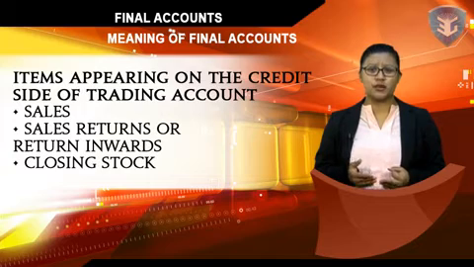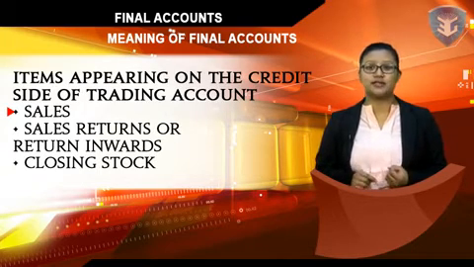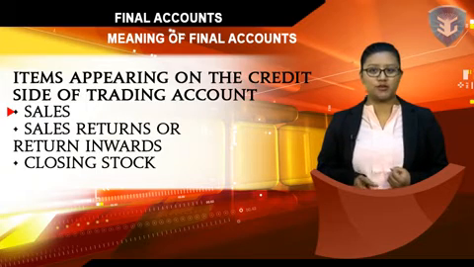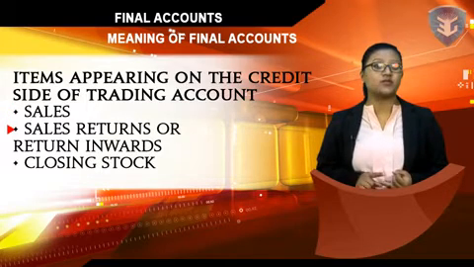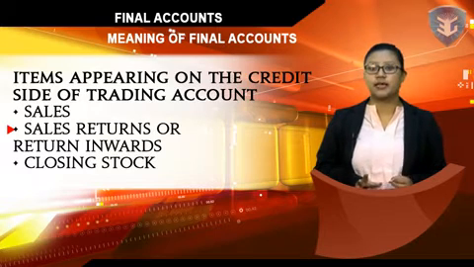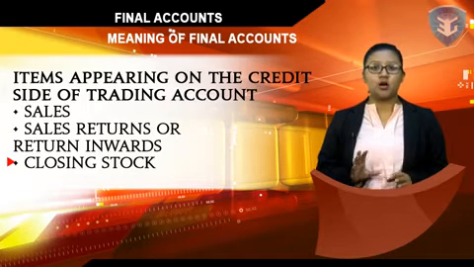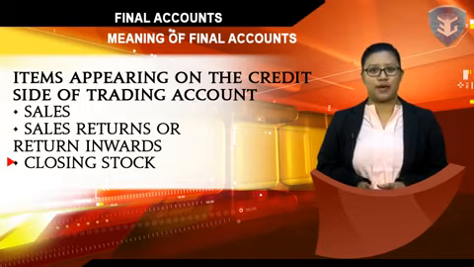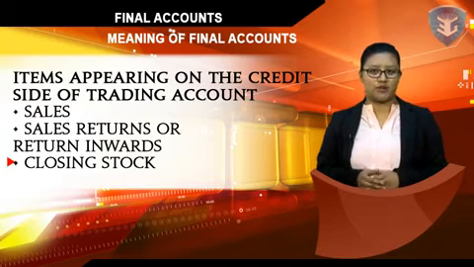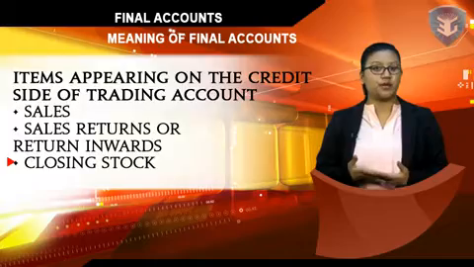Items appearing on the credit side of the trading account are sales: total sales including both cash and credit made during the year. Sales returns or returns inward: sales returns must be subtracted from the total sales to get net sales. Closing stock: generally, closing stock does not appear in the trial balance. It appears outside the trial balance. It represents the value of goods at the end of the trading period.